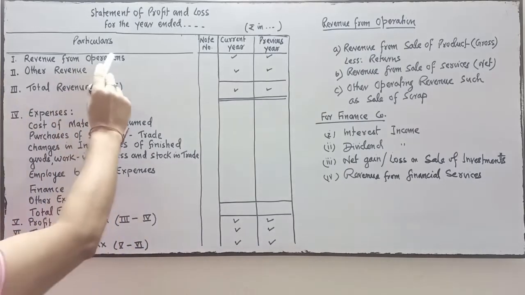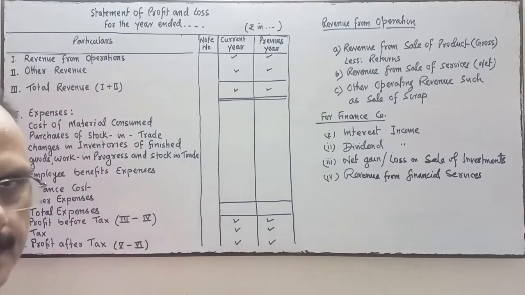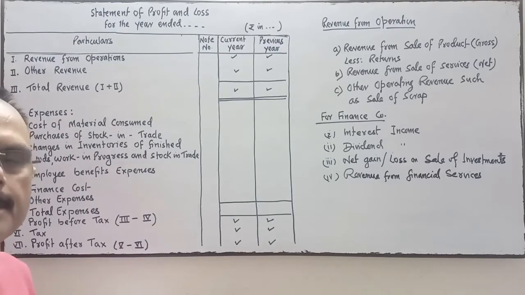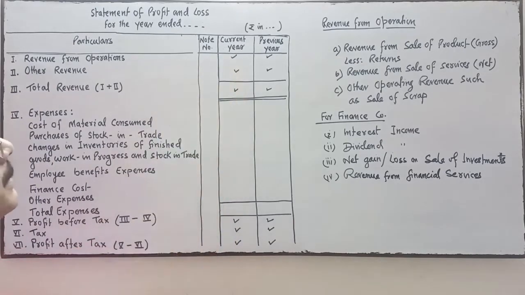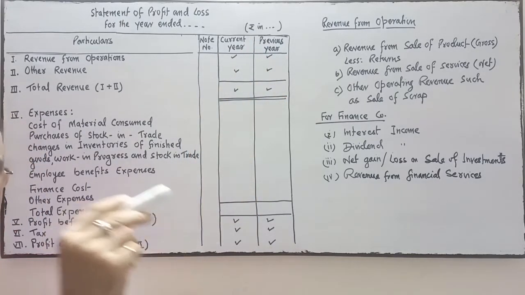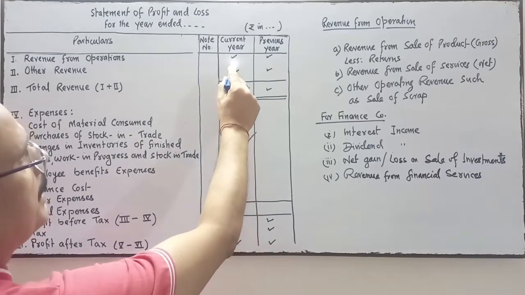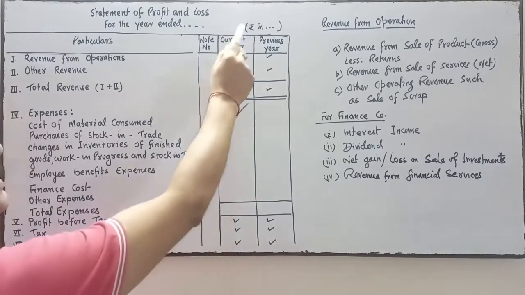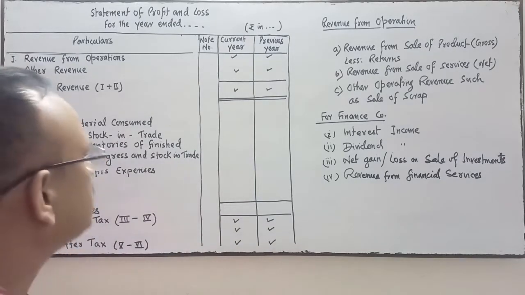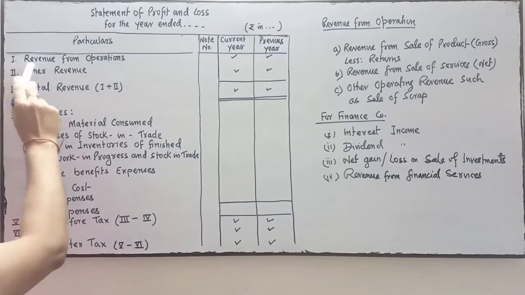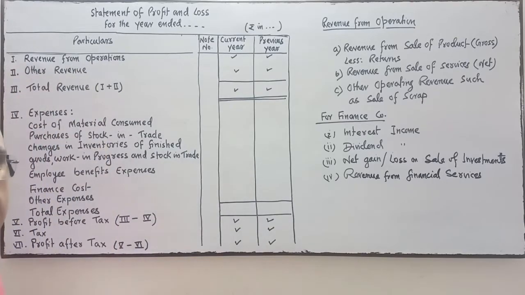Okay, so there is one column for particulars, both for income and expenses. Then the note number, the current reporting period, and the previous reporting period. So current year and previous year figures. These figures will be in rupees, it may be in lakhs, it may be in thousands. Now the first item is revenue from operation.